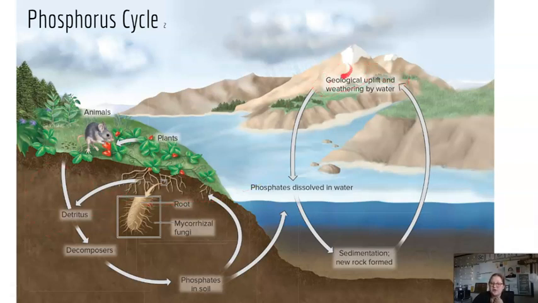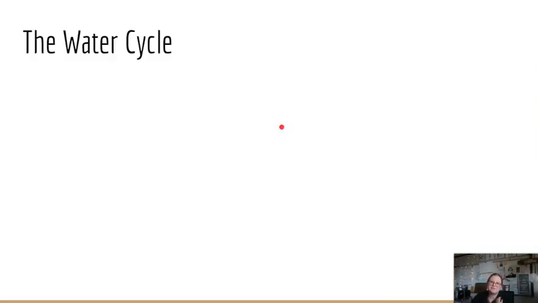If we're starting over here in our mountains, these are our rocks, we have geologic uplift and then weathering by water. So it rains, that breaks down that rock, and then it dissolves into this body of water, this river here. That can also then sediment down to the bottom and create new rock. Then animals or plants are going to take up that phosphorus through the soil. The plants and animals then die. The detritivores, the organisms that break down dead things, are going to decompose them. It's released back into the soil and can end up back in the water. And it cycles over and over and over again.